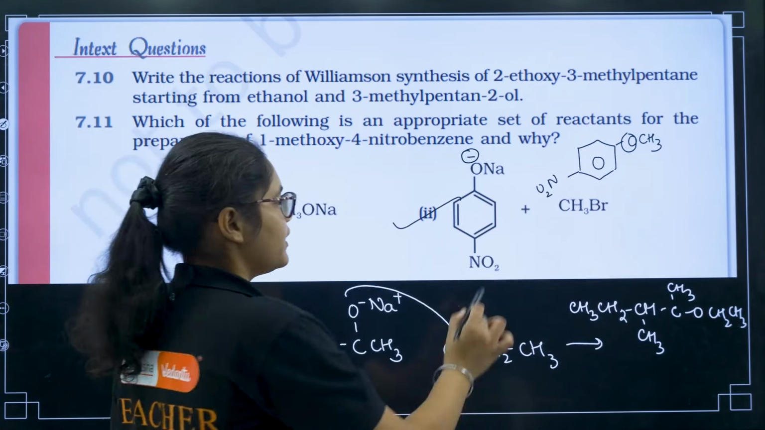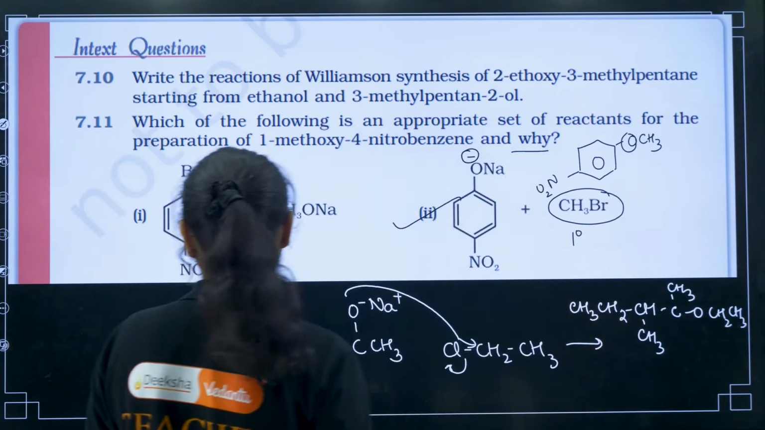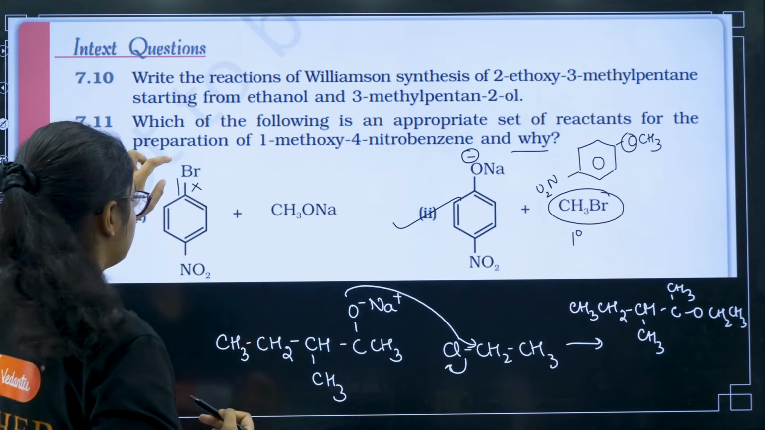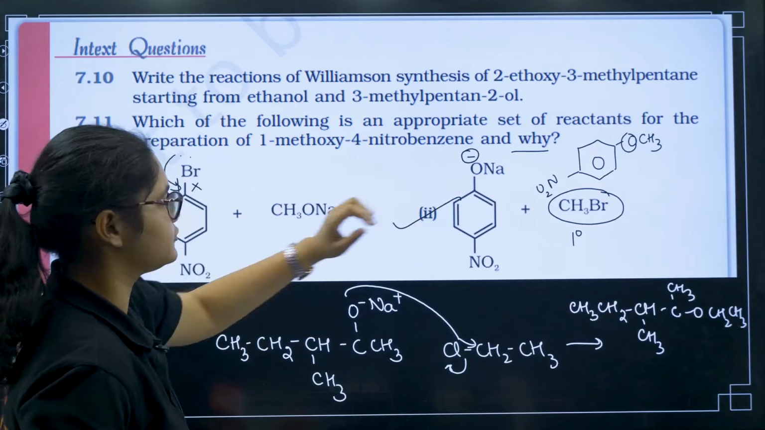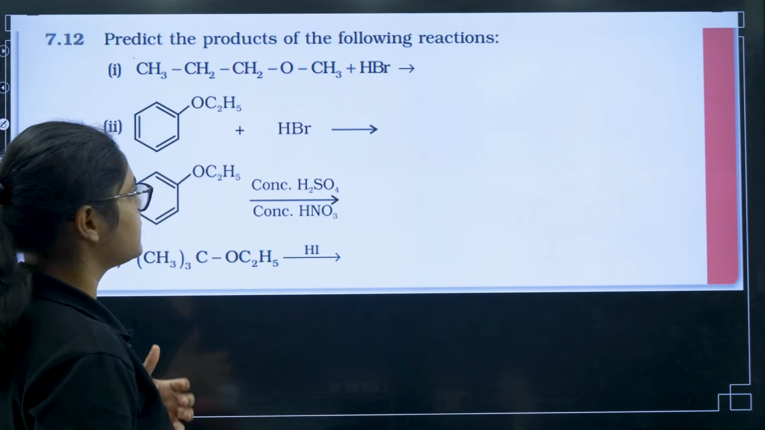Okay, why you should be writing this, because here the alkyl halide is primary. And here this bond cannot break, because we know that this is having a partial double bond character, so that is why this has to be the correct choice. Okay, next, predict the products of the following reaction.